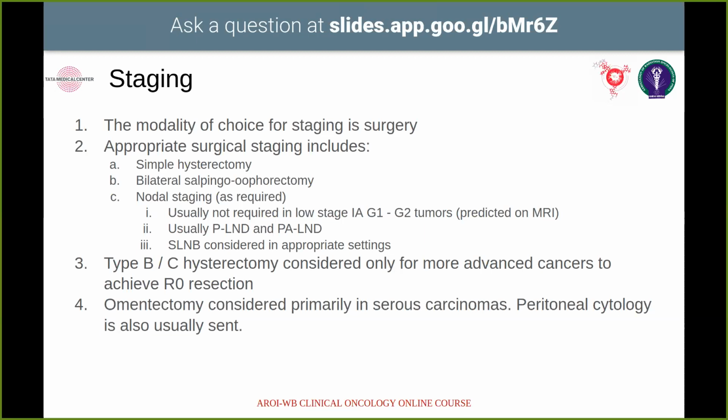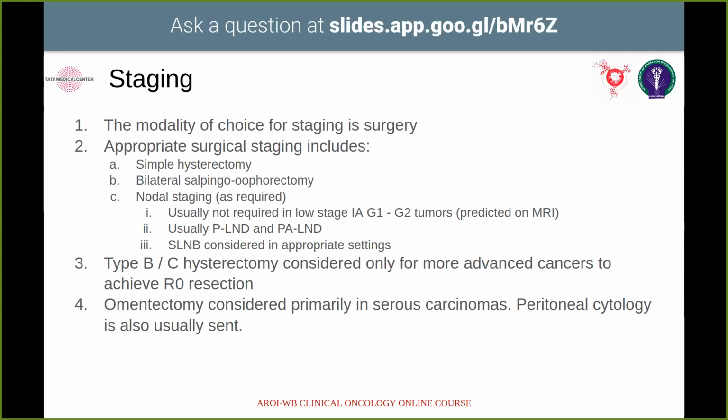But nowadays, most of your patients will be undergoing surgery, and the appropriate surgical staging procedure should include a simple hysterectomy with a bilateral salpingo-oophorectomy and nodal staging as required. And herein comes the importance of doing a preoperative biopsy and a proper imaging. Nodal staging is usually not required in low stage 1A grade 1, grade 2 tumors, which are predicted on the MRI. For other stages, however, a pelvic lymph node dissection and a paraaortic lymph node dissection is done.